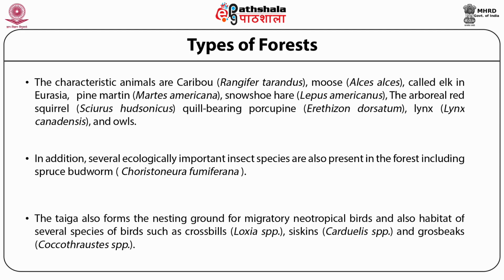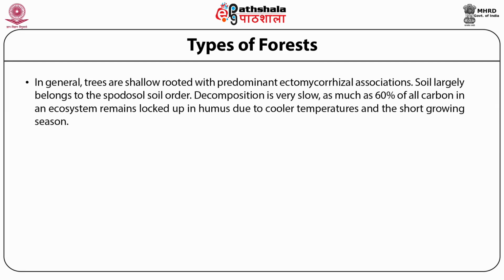The taiga also forms the nesting ground for migratory neotropical birds and also the habitat of several species of birds such as crossbills, siskins, and grosbeaks. In general, trees are shallow rooted with predominant ectomycorrhizal association. Soil largely belongs to the spodosol soil order.